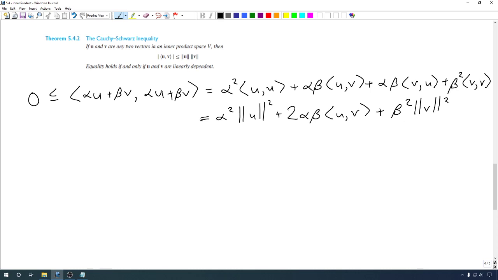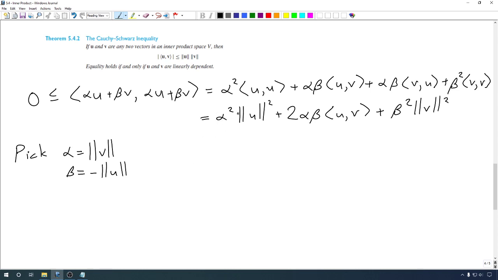Alright, now what do we do? Well, I didn't pick alpha and beta at first because I'm going to use this result here, the fact that this thing that we have here is bigger than or equal to 0, but I'm going to put in particular alpha and beta that actually help me out. My first choice, I'm going to pick alpha to specifically be the norm of v. And I'm going to pick beta not to be the norm of u, but to be the negative of the norm of u.